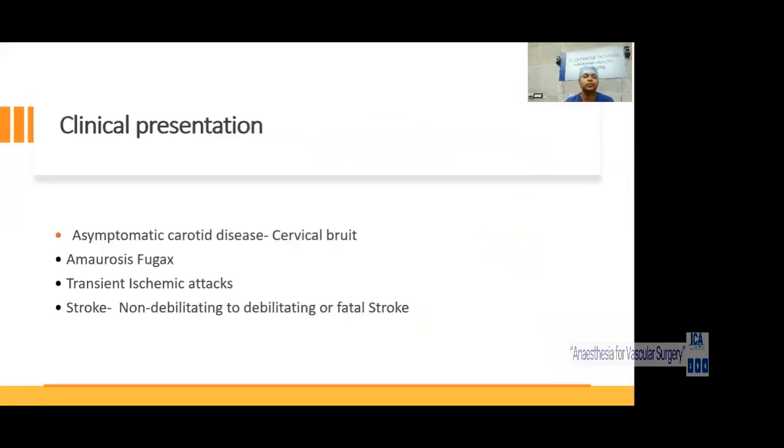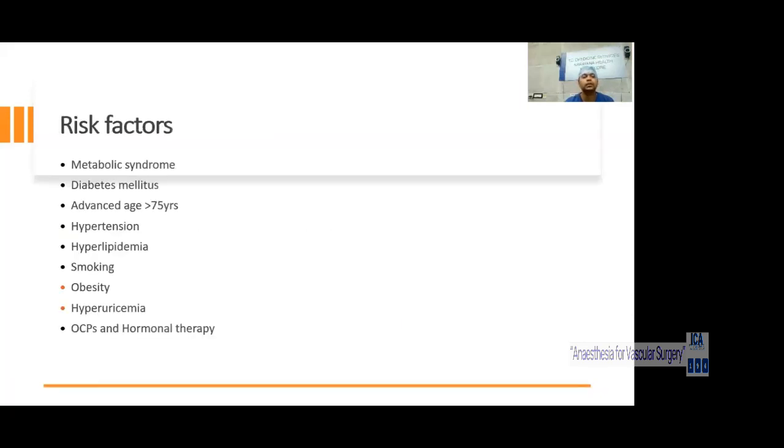Clinically, patients can be asymptomatic, or they can have amaurosis fugax, transient ischemic attacks, a non-debilitating stroke, or a debilitating or fatal stroke. These are the risk factors: metabolic syndrome, diabetes mellitus, advanced age more than 75 years, hypertension, hyperlipidemia, smoking, obesity, hyperuricemia, OCPs, hormones.